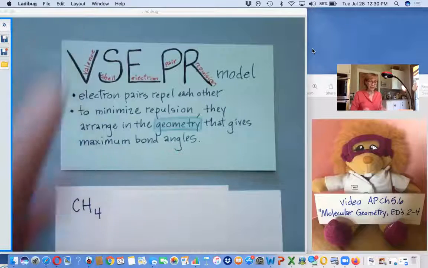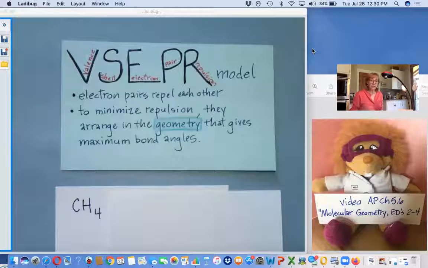Now, if you did this lesson with me in class, then you can just fast forward and watch again. But if you weren't in class with me, I would really recommend that you gather up some marshmallows and toothpicks, or gumdrops and toothpicks, or grapes and toothpicks, to build the models as we discuss each one, because geometry is really best understood if you have a tactile experience with them.